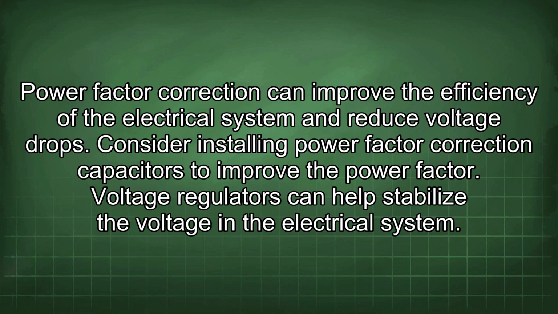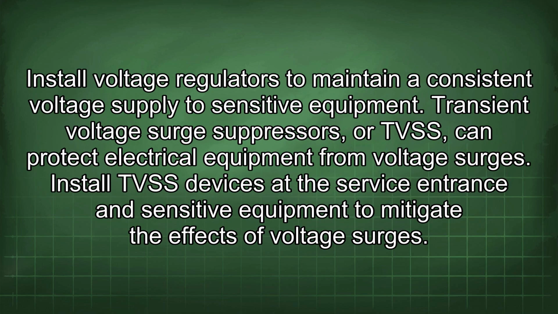Power factor correction can improve the efficiency of the electrical system and reduce voltage drops. Consider installing power factor correction capacitors to improve the power factor. Voltage regulators can help stabilize the voltage in the electrical system. Install voltage regulators to maintain a consistent voltage supply to sensitive equipment.